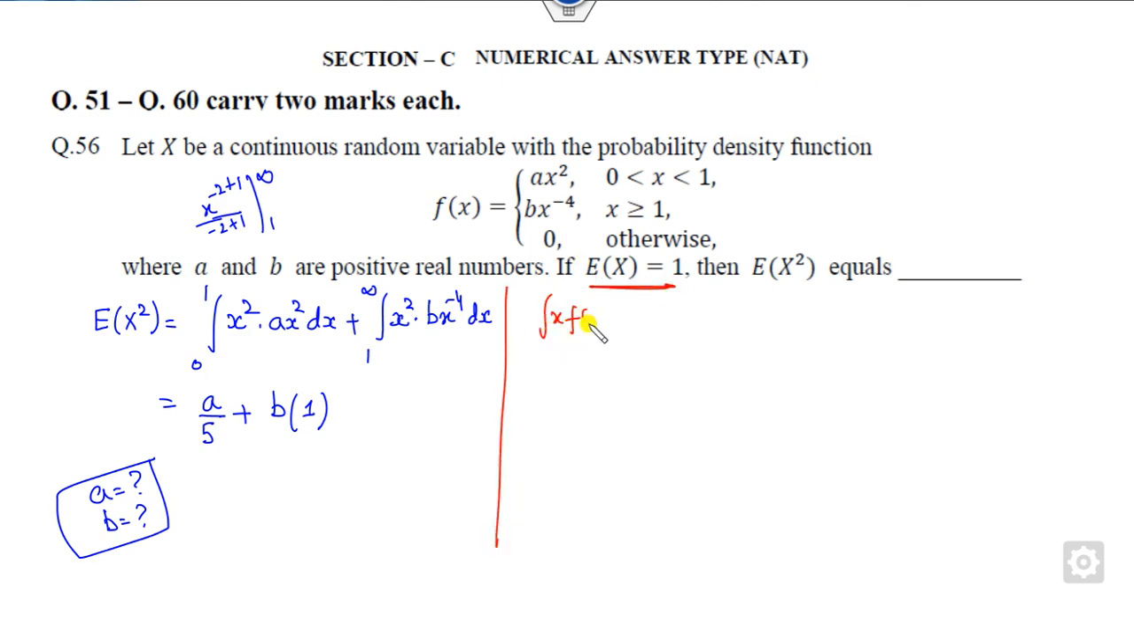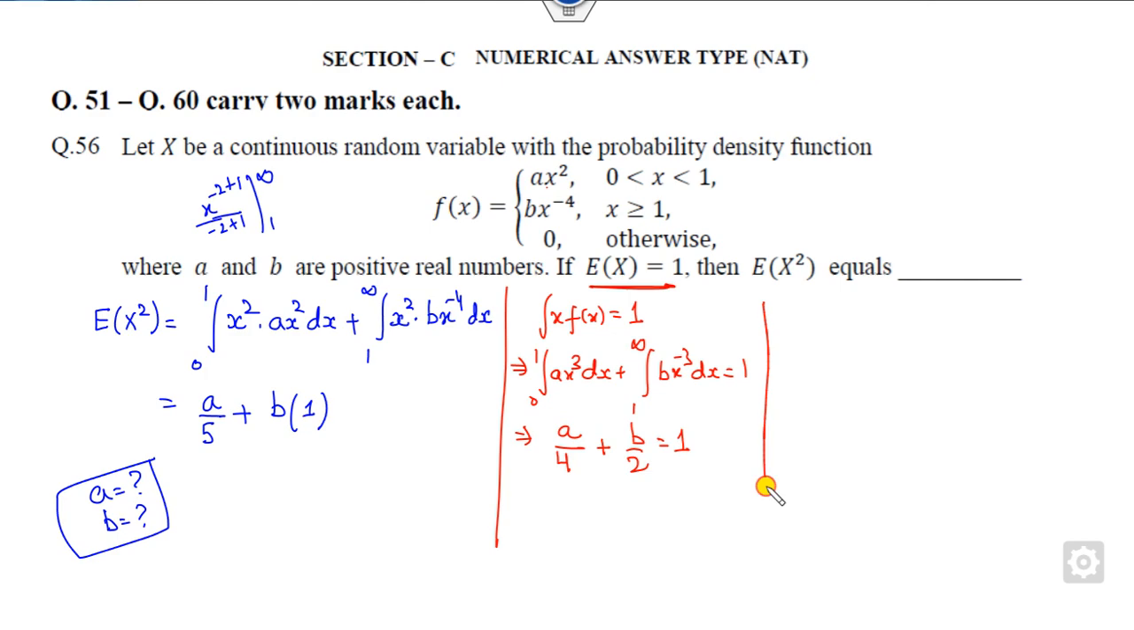What is the meaning of that? f(x) integrates to 1. So when you multiply, it is ax cube from 0 to 1 plus, from 1 to infinity, bx raised to power minus 3 is my 1. So this is nothing but a by 4, then plus b by 2 is 1. Another thing is, because it's a PDF, the integration is my 1.